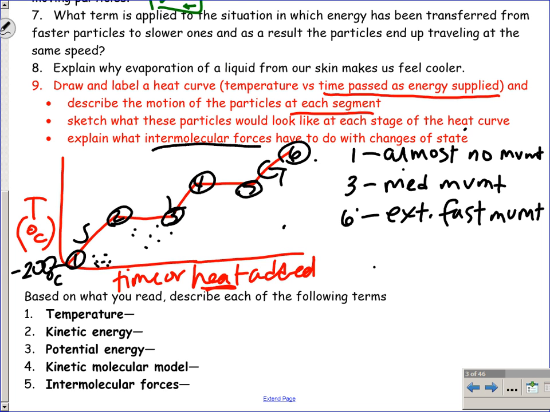Tell me about the intermolecular forces at play here, Avery. Explain what intermolecular forces have to do with these states of matter. Here's my first state of matter: kind of compacted solid, and then a little bit more spread out liquid, and then gas.